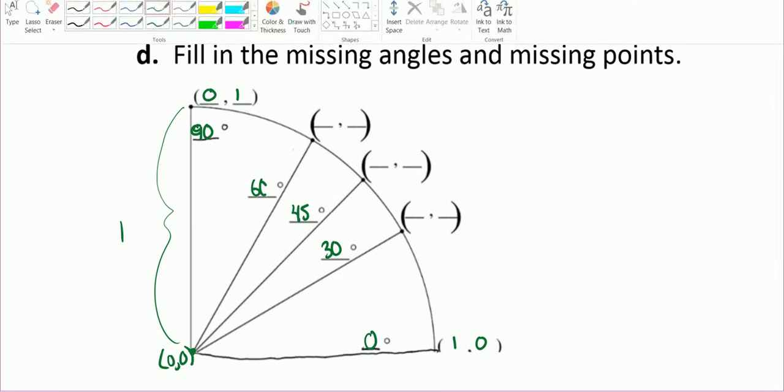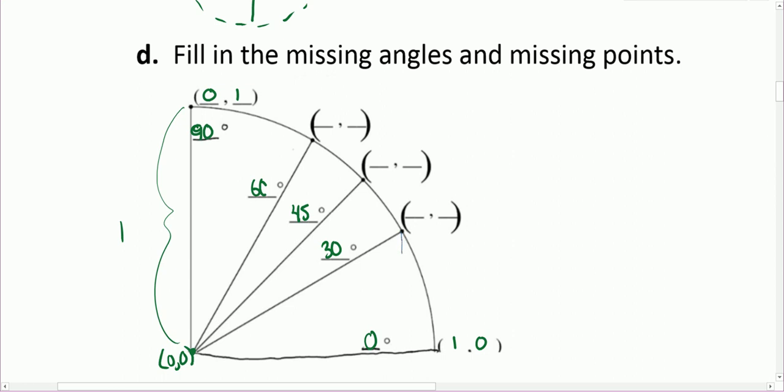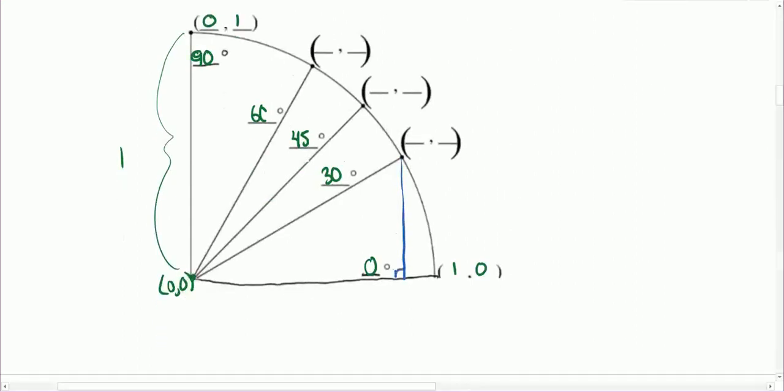If I look at the 30 degree, I could draw a right triangle here. This is 30 degrees. Hypotenuse 1. The y value, which is the height, is opposite 30, so that's 1/2. The x value is opposite the 60 degrees, which is root 3 over 2. So that's what you fill in. X value, root 3 over 2. Y value, 1/2.